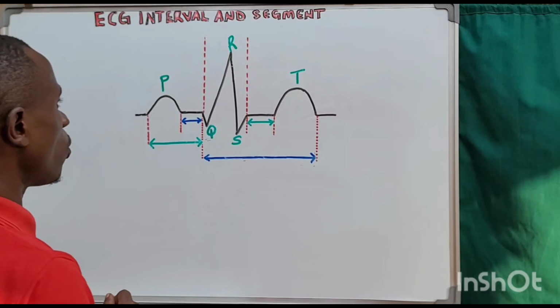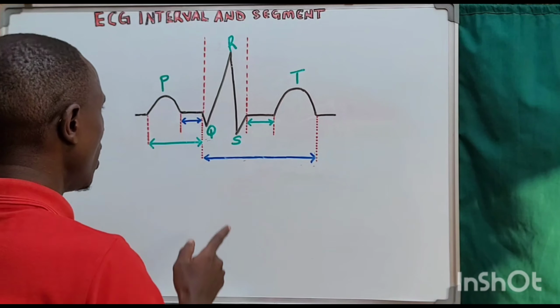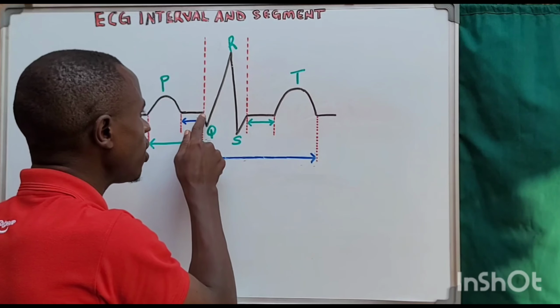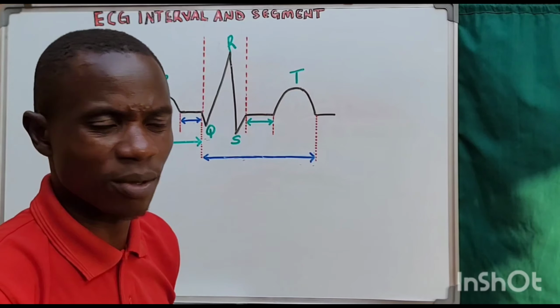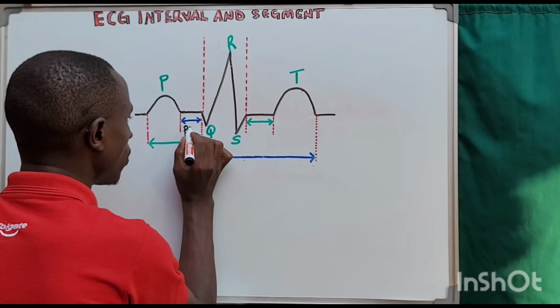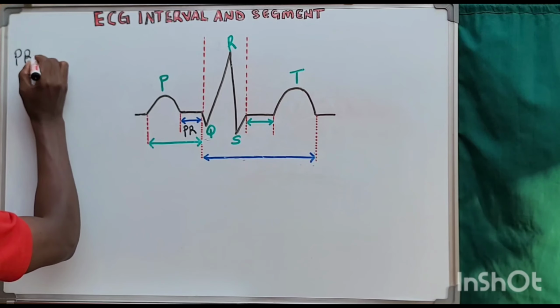Now, when we talk of a segment, we said that it denotes an isoelectric line. From the end of the P wave to the beginning of the QRS complex, we have a segment. Do you know what this segment is called? This segment here is what we call the PR segment. Okay, it's what we call the PR segment.